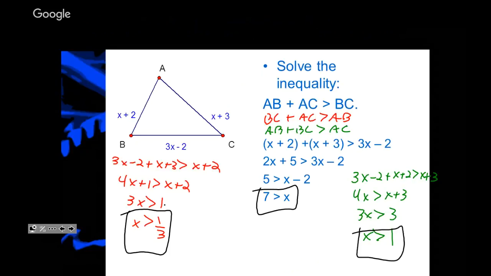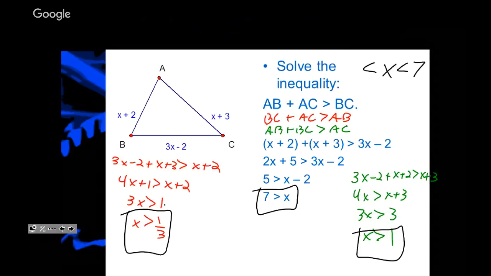Now, if we're looking at this in all possible realms, the only one that we know works automatically is going to be X is less than 7. It's the only one that's a less than. So that one by itself, we know it has to be less than 7. So we know our answer in general has to be something less than 7. But what do we have to be greater with? And this is where plugging in numbers can help.